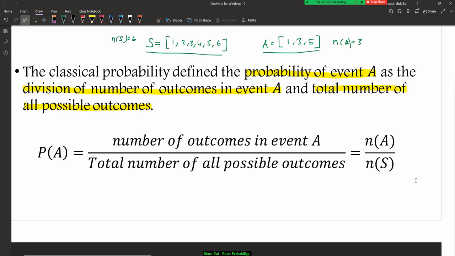Alright, so if you want to find the probability of A, it means that you need to find the number of all outcomes in A divided by the number of all possible outcomes in that experiment. So this one should be 3 over 6, which is 0.5. So that is the probability of A, right? Okay, I hope you understand the basic concept of classical probability. This is the most basic concept, and every time we will employ this formula for any probability event.